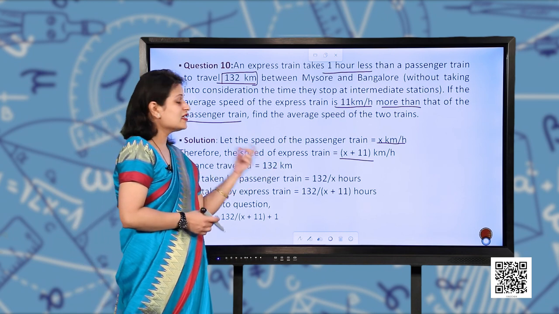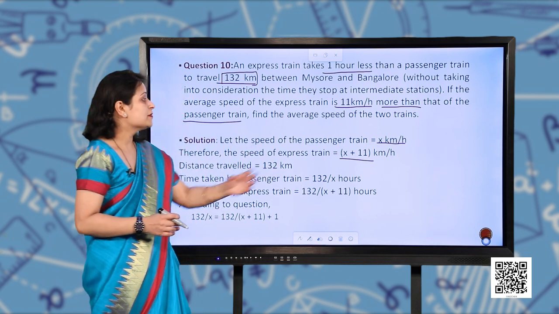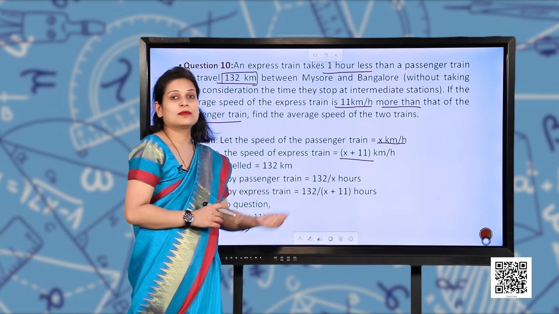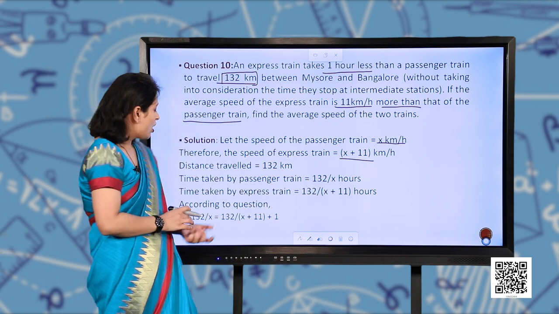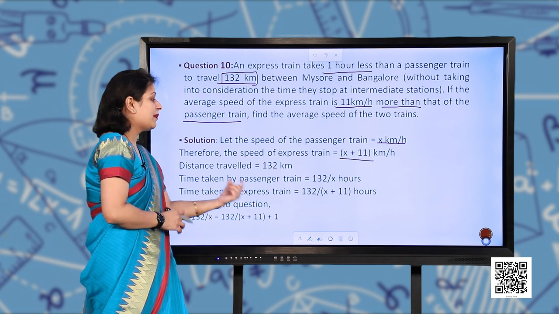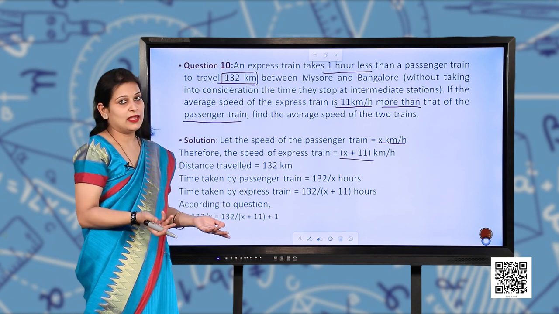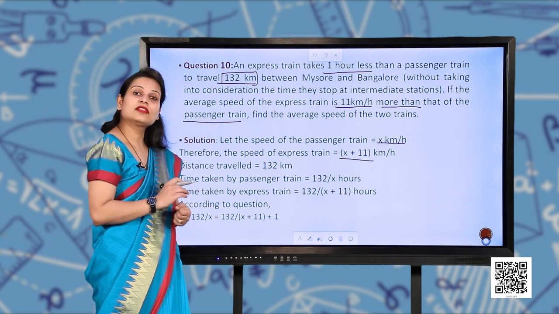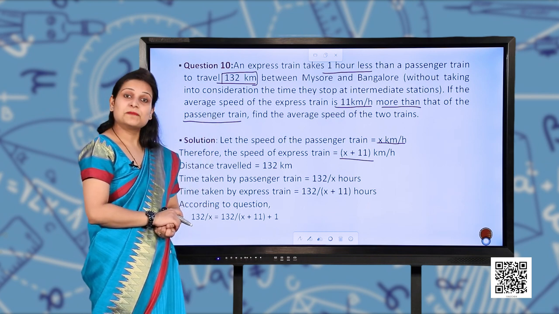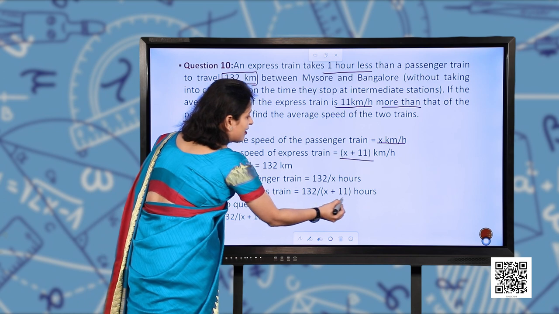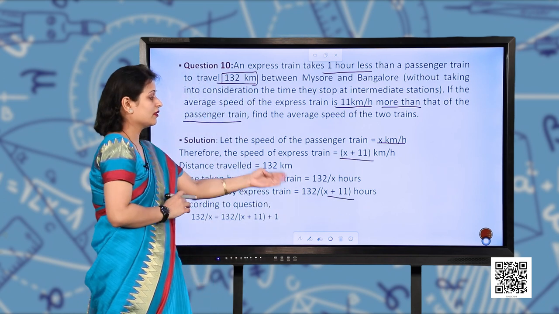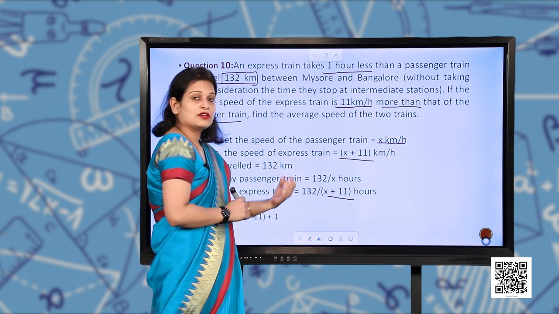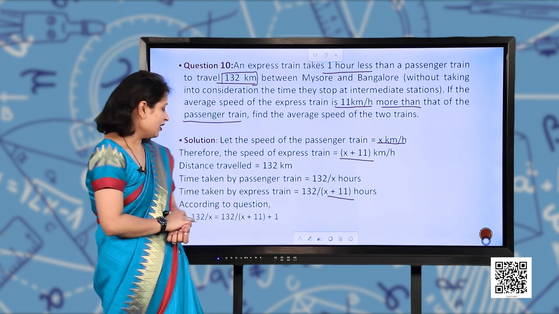Now, we know distance is 132, speed is x. So, you will get 132 divided by x hours. How will you calculate the time taken by the express train? Same, distance upon speed. Distance is the same, 132, but now the speed will change. It will be 11 plus x hours. So, we get 132 upon x plus 11 hours.